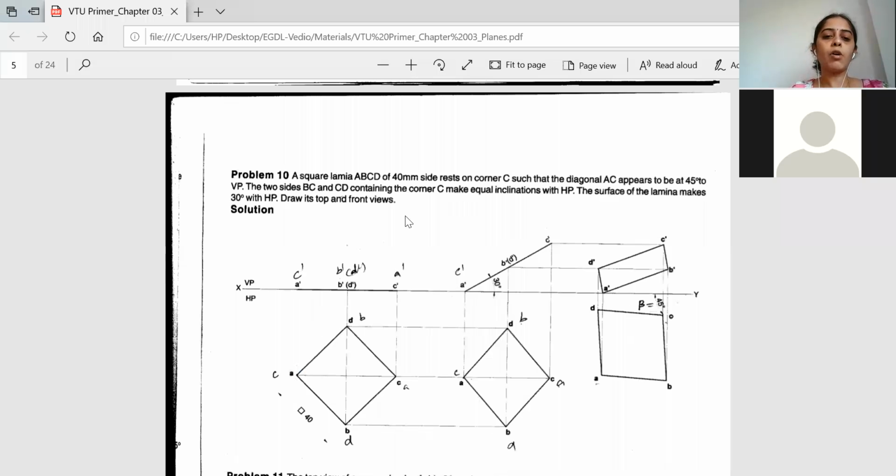Only thing, they have told the corner has to be started with point C. So accordingly the naming also gets changed. So this will be C. Obviously, on the opposite side the diagonal should be A. So we'll start from here, A, B, C and D. And the remaining procedure is the same.